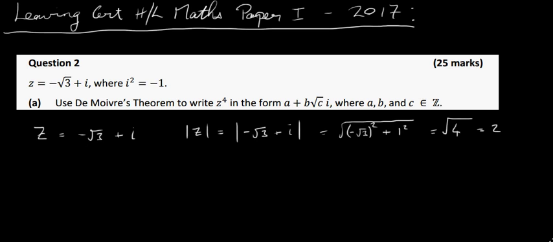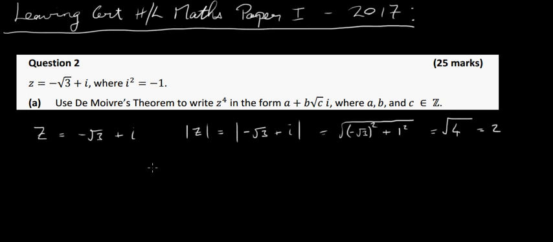Right, so in this video I'm going to have a look at the Leaving Cert Higher Level Maths Paper 1, 2017, and particularly I'm going to have a look at questions 2 and 3. So this is question 2 here. We're given a complex number here in rectangular form. It's minus root 3 plus i, where i squared is minus 1.